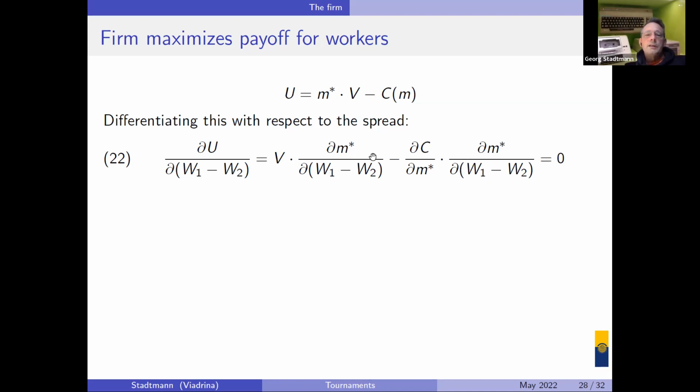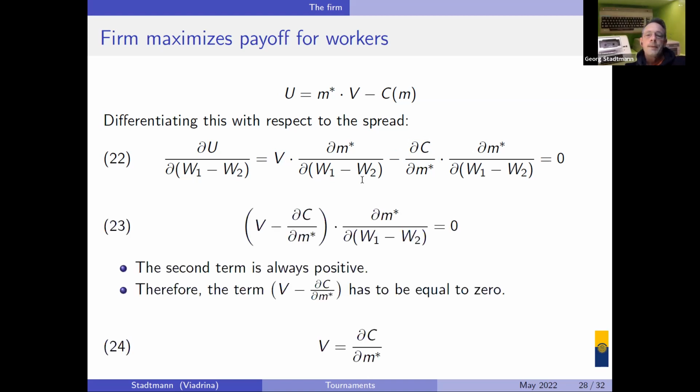We can write this out of brackets. So we put this one and this one in brackets, and we write del M del W1 minus W2 out of brackets. And we get to equation 23. So this one and that one combined, and then in brackets V minus del C del M star.